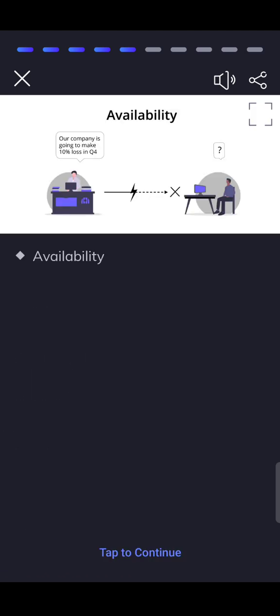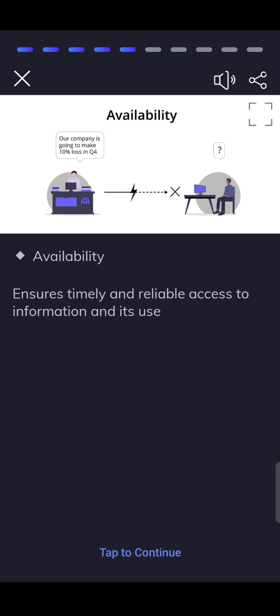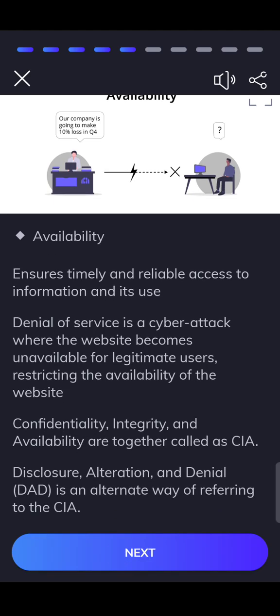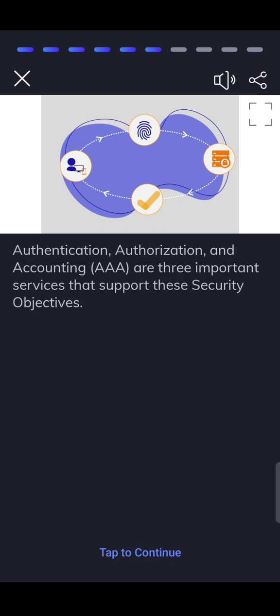Availability. Ensures timely and reliable access to information and its use. Denial of service is a cyber attack where the website becomes unavailable for legitimate users, restricting the availability of the website. Disclosure, alteration, and denial, DAD, is an alternate way of referring to the CIA. Authentication, authorization, and accounting, AAA, are three important services that support these security objectives.